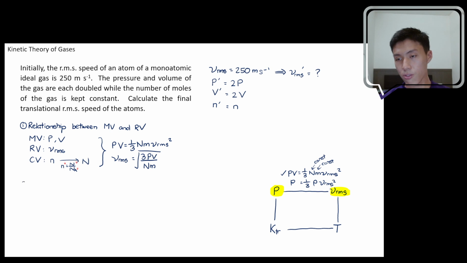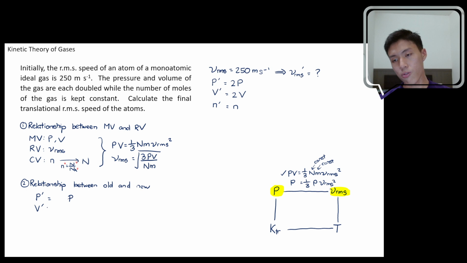Okay, the second part of it is to find the relationship between old and new. Well, actually, we have already done it earlier, but I'm going to just write it down very briefly. So look at the equation that you have here for P, V, N, and M. Find what's the relationship between the new P and the old P. What's the relationship between the new V and the old V? The new N and the old N? The new M and the old M?